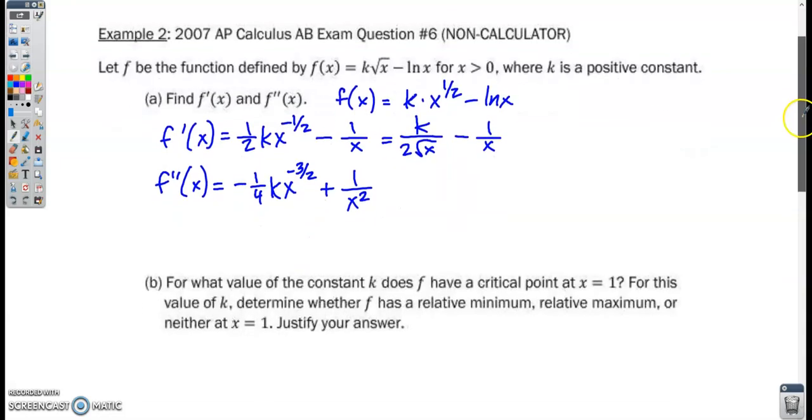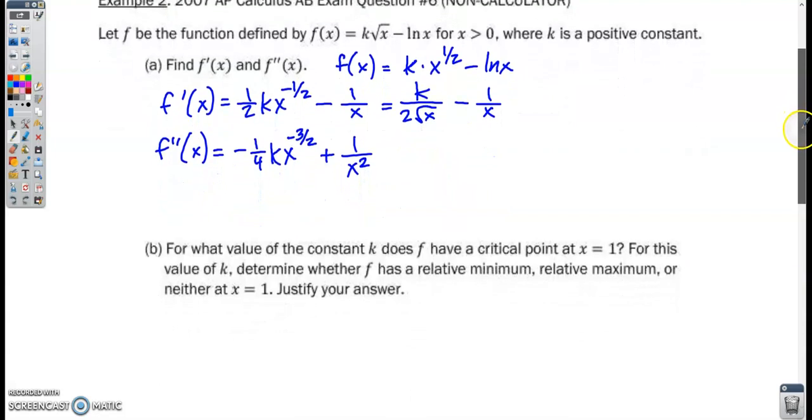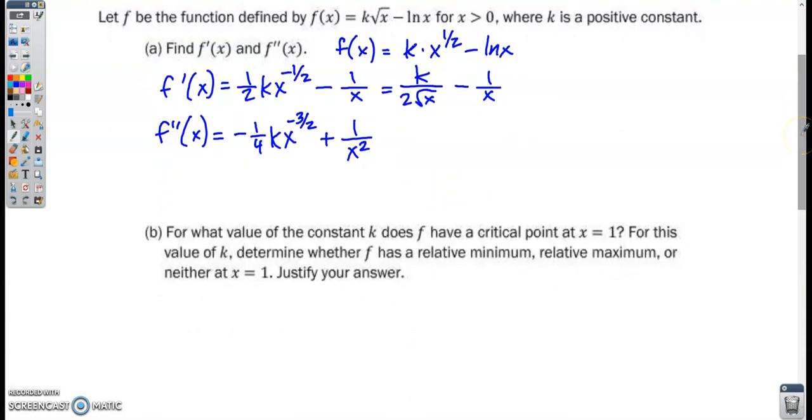Part B: for what value of the constant k does f have a critical point at x equals 1? For this value of k, determine whether f has a relative minimum, relative maximum, or neither at x equals 1. Justify your answer. Okay, so in order for it to have a critical point at x equals 1, that means that this derivative here has to be 0 or undefined when x is 1.